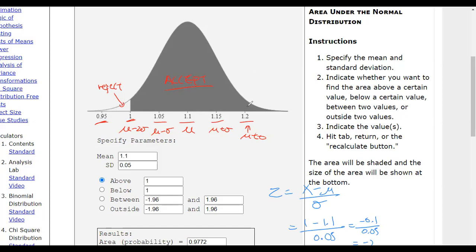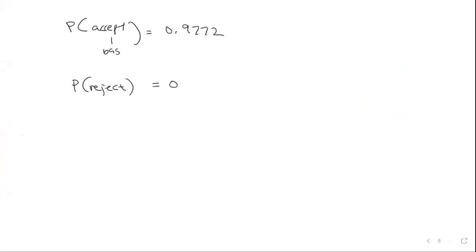So basically all of that has now worked out that the probability of accepting a bag that is made by the machine is 0.9772, I should say. If you use 0.975, you should probably be accepted because that should be fine as well. And the probability of reject is, well, the converse, so 0.0228.